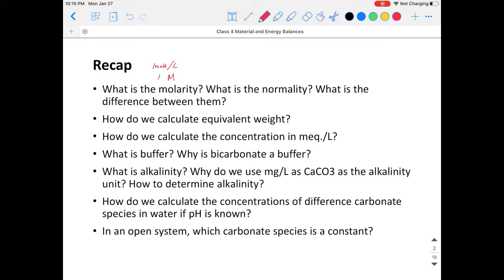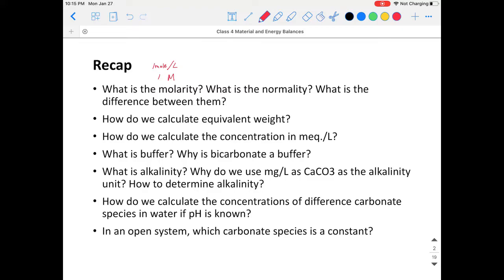Also, we showed how we can calculate the equivalent weight, because equivalent weight also considers the transport of how many electrons or protons are occurring in these reactions. We also talked about how we can calculate the concentration in milliequivalent per liter. We talked about what is buffer, and specifically we talked about the bicarbonate as a buffer. So finally, we dealt with the alkalinity. So how can we use milligram per liter as carbon dioxide to calculate the alkalinity? How can we determine the alkalinity?